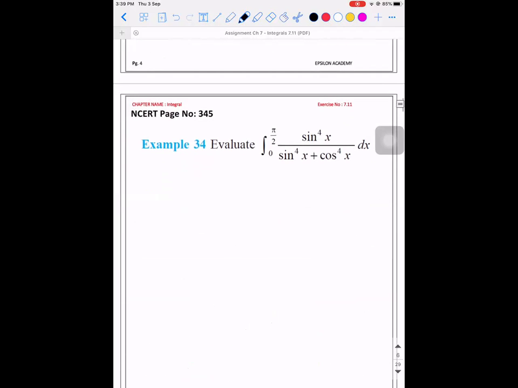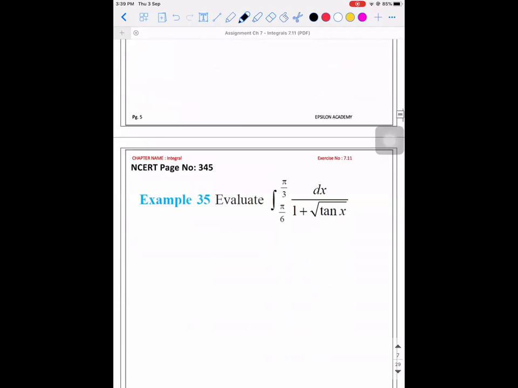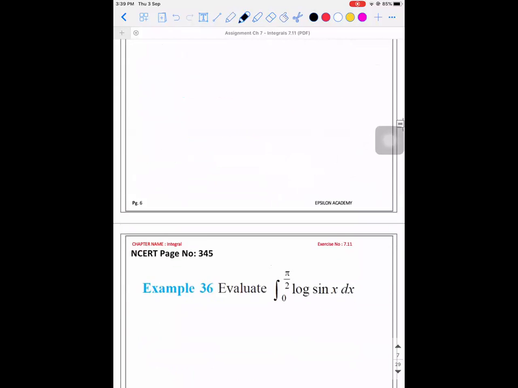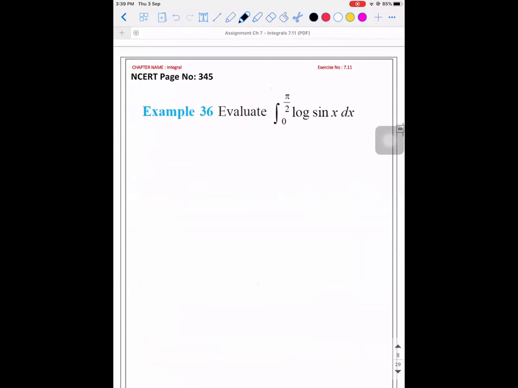So 34 is also the same method. Treat this as I. Apply integral of 0 to a f of a minus x. This one is also similar. The only thing is, here you need to convert tan x to sin x by cos x, because sine and cos are complementary. We are getting the complementary idea from the limits. The sum of the limits is pi by 2. So again, you will apply integral of 0 to a f of a minus x dx. With the hope that you got this problem, I'm proceeding to the next one.